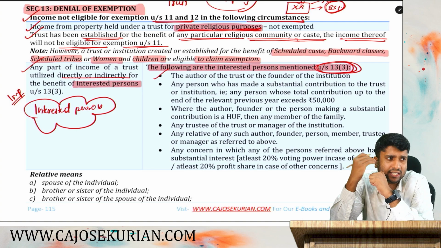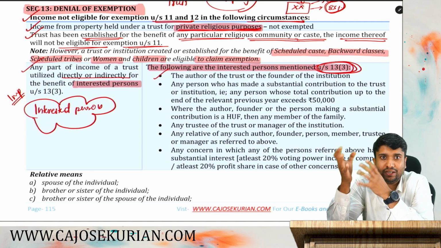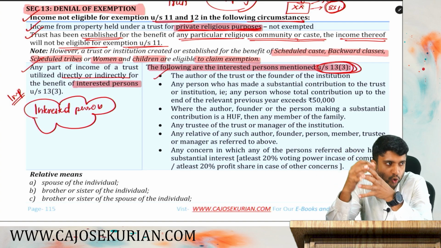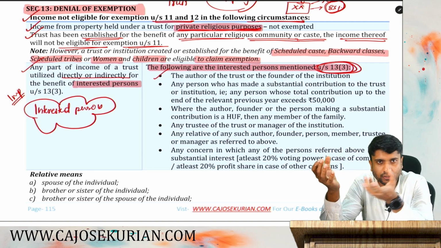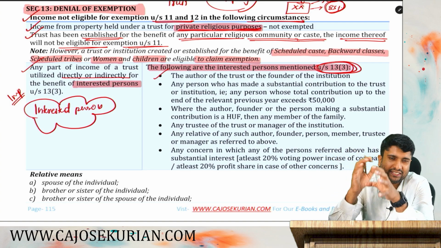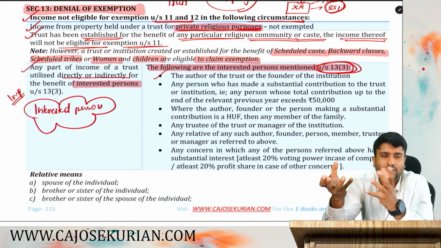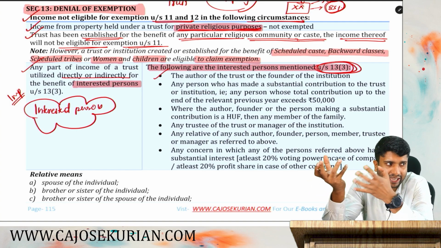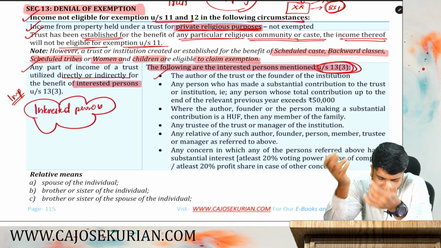Say you are the author of a trust or founder of an institution, then you are considered as an interested person. What do you mean by author or founder? We call it a sponsor, just like the promoter in a company. There is a sponsor group. We call it the author. If you are utilizing some amount for the benefit of that author, he is considered an interested person and you will not get the benefit of any exemption, application, etc.